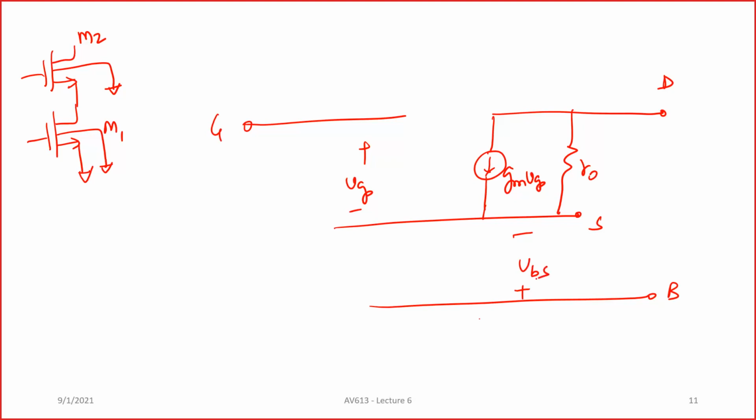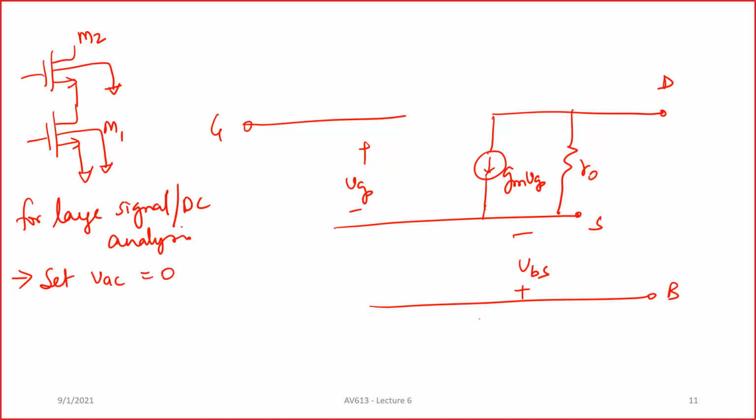Now again, when I talk about VBS here, we are not talking about the large signal VBS. What is large signal VBS? Let's say I am not giving any AC signal. For a large signal or DC analysis, you set the AC source to 0. So if I were to use the previous thing, you just have 0.5 volt here.